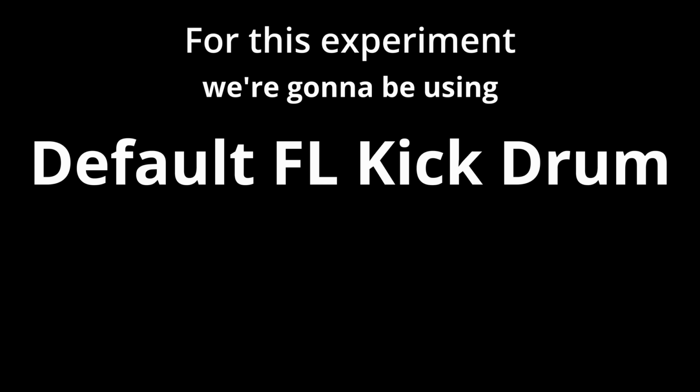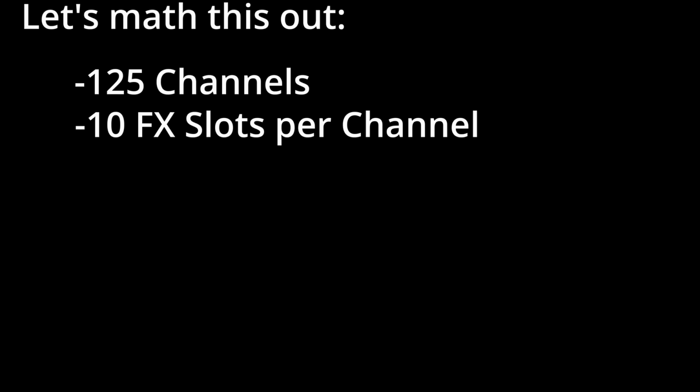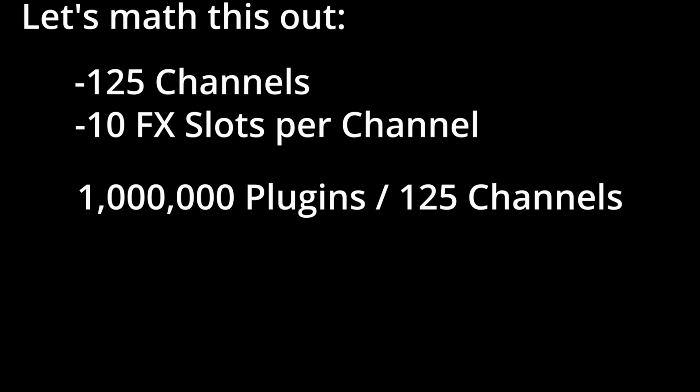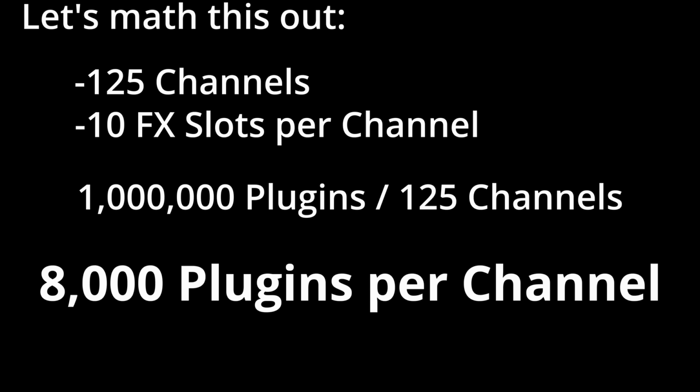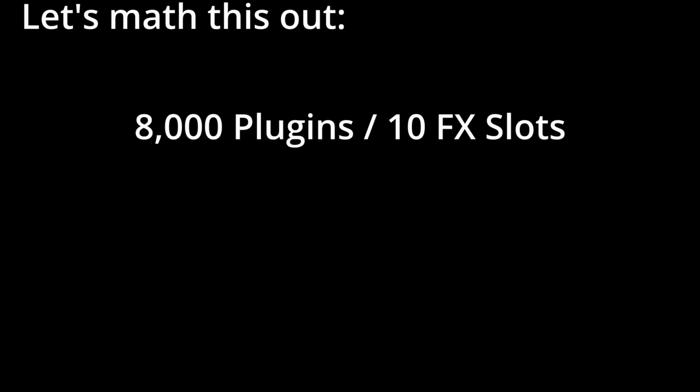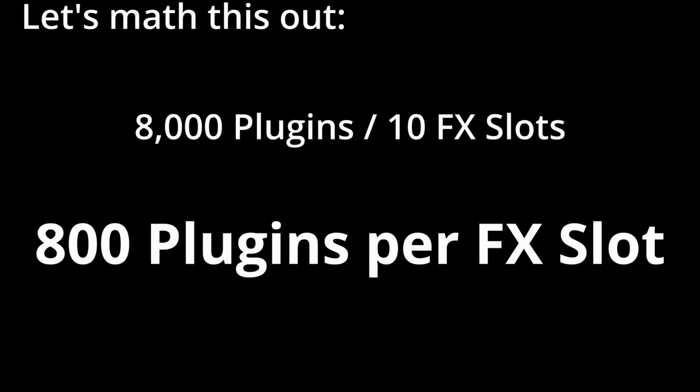And for this experiment, we're going to be using the default FL kick drum. Let's do the math really quick, though. With 125 total channels available in FL Studio, each one has 10 effect slots. 1 million plugins divided by 125 mixer tracks means that we need to put 8,000 plugins on each mixer track. 8,000 plugins divided by 10 mixer slots means that each Patcher plugin needs 800 Soundgoodizers in it. So that's actually not that impossible.